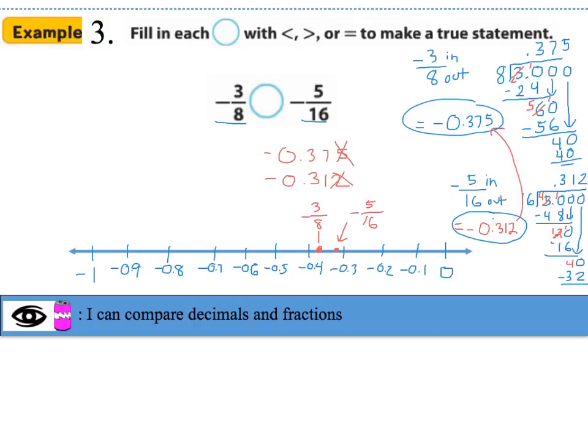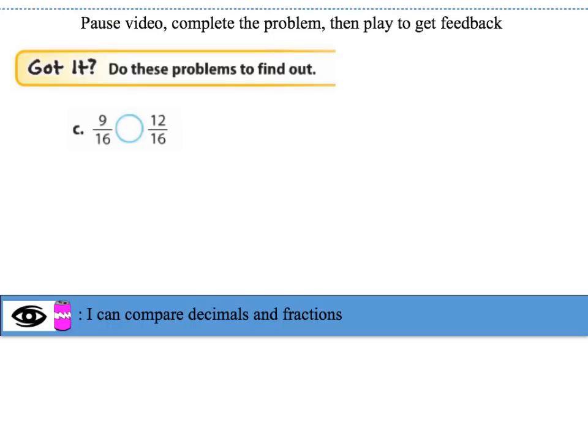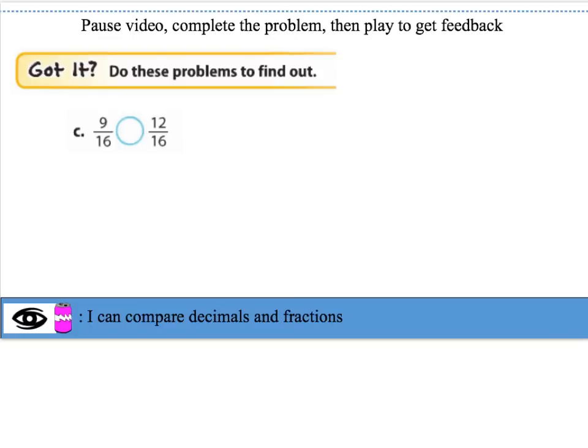So just by comparing these two numbers on the number line, I know that -5/16 is larger because it's closer to 0. So I'm going to read my statement as -3/8 is less than -5/16. Or you can write it like this: -5/16 is greater than -3/8. So pause the video, complete the got it problem, and play it back for some feedback. Now that you had some time to work on this problem, the answer for letter C should be less than.